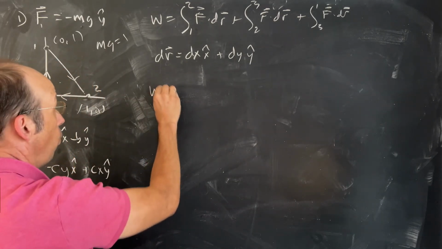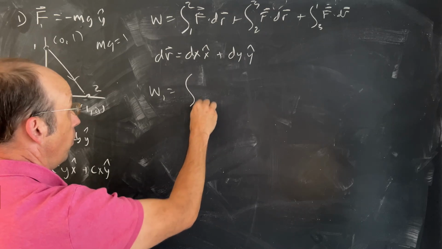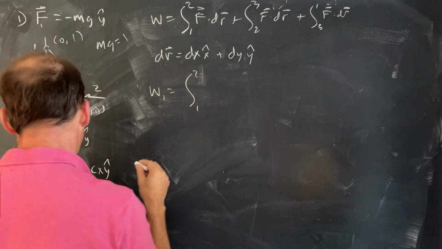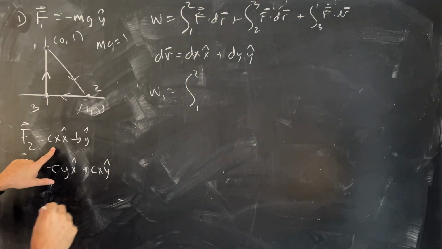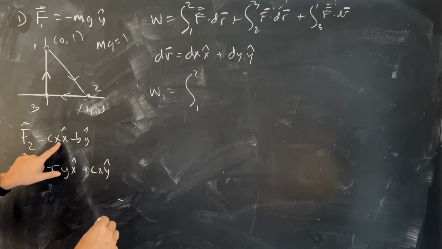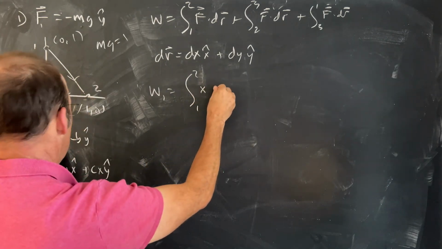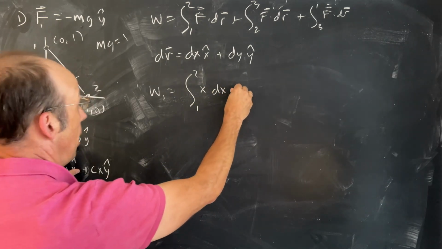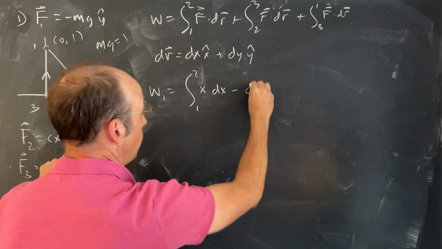Work 1 is going to be the integral from point 1 to point 2 of F dot dr. So here's F, and there's dr. So I'm going to get c is 1. So I get x dx minus b is 1 minus dy.